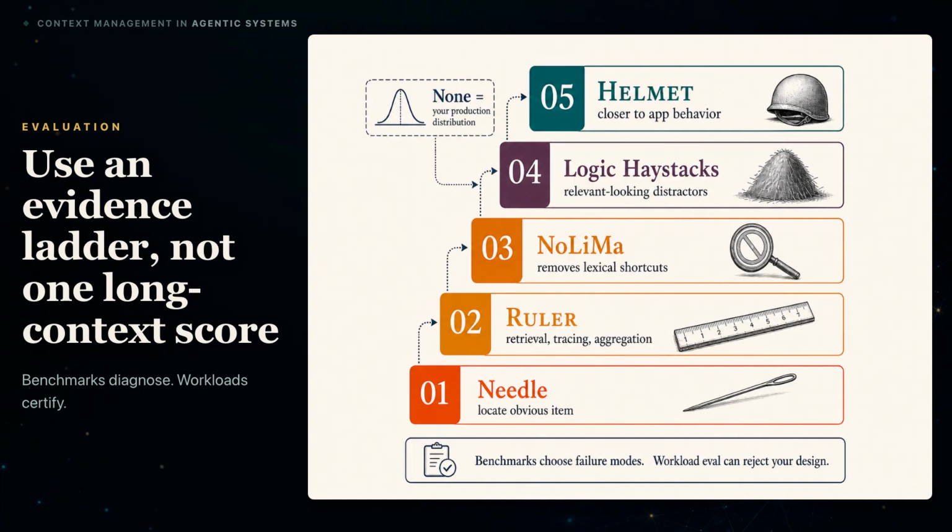Long context tests answer different questions. A needle test asks whether the model can locate an obvious item. Ruler adds retrieval, tracing, and aggregation tasks across increasing lengths. NoLiMa removes easy lexical overlap. Logic haystacks replaces harmless padding with material that looks relevant to the reasoning problem. Helmet moves closer to application behavior, with retrieval, citation, re-ranking, summarization, and generation tasks.